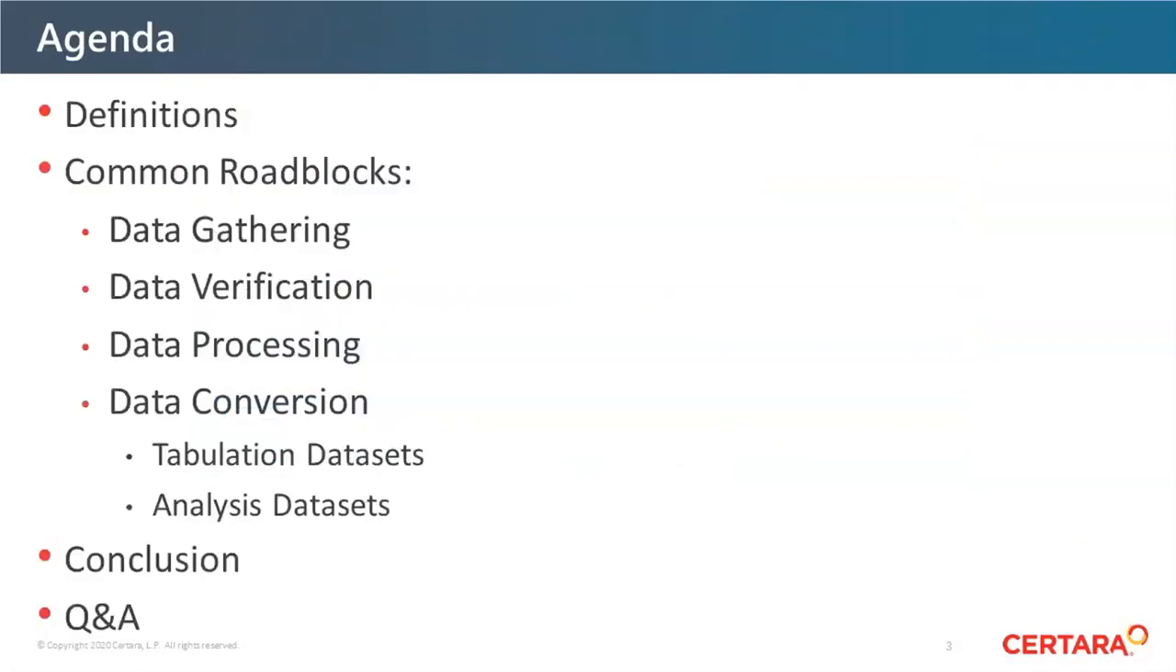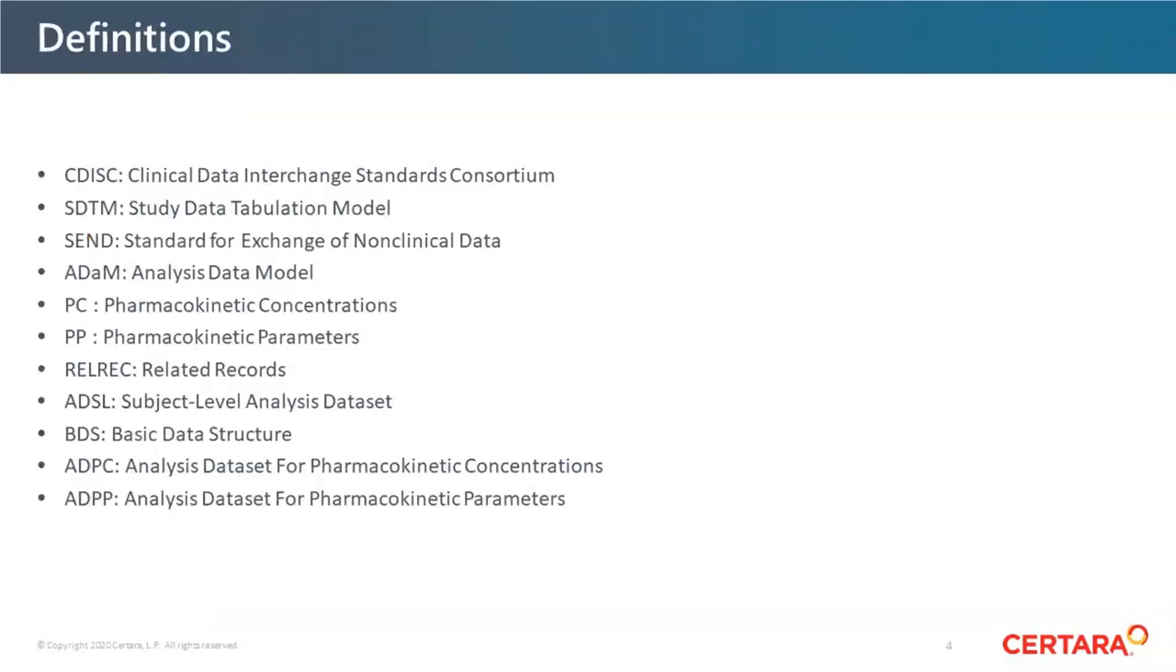In today's call, we will start with some definitions, explore some common roadblocks, such as data gathering, data verification, data processing, and data conversion for both tabulation and analysis datasets. We will summarize all the necessary steps to a successful creation of domains and datasets at the end of this call. Let's start with some definitions.